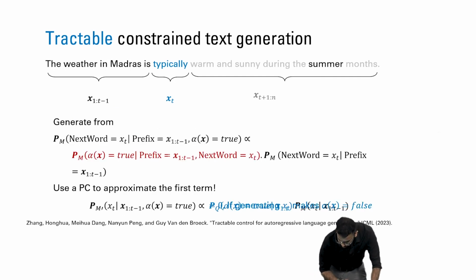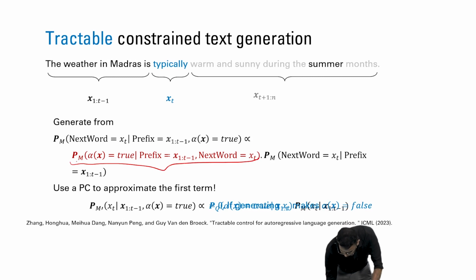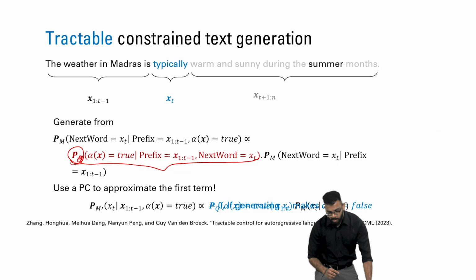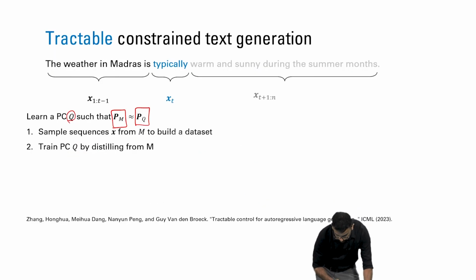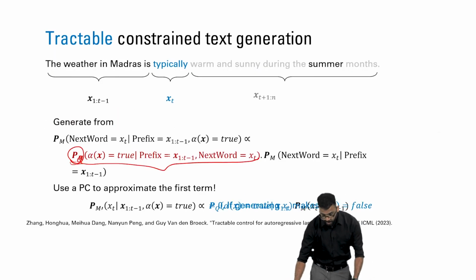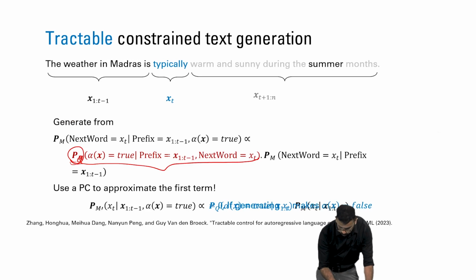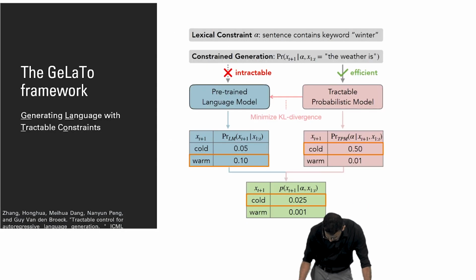If I can do that, I can replace this particular term here, which is the likelihood, using my deep model instead. There is some overlap here, so what I do is replace this M with Q as an approximation. Then I can do marginal inference over Q, over my PC, to compute this likelihood very efficiently. So you use a PC to approximate the first term.